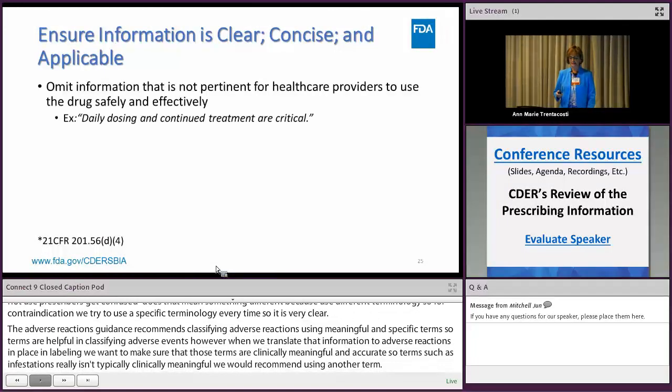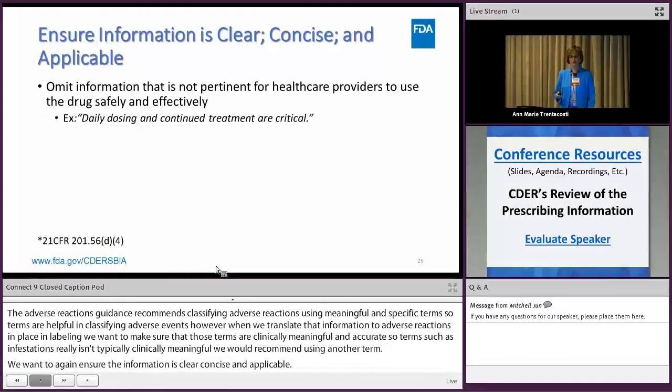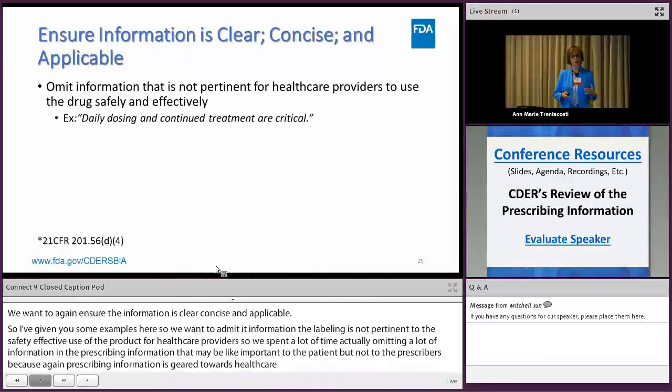We want to omit information in the labeling that's not pertinent to the safe and effective use of the product for healthcare providers. So we spend a lot of time actually omitting a lot of information in the prescribing information that may be, say, important to patients, but not to the prescribers, because, again, prescribing information is geared towards healthcare providers. This is an example. Daily dosing and continued treatment are critical. This statement's not necessary for using the drug safely and effectively. We remove a lot of statements that may be more pertinent to the practice of medicine, but again, not to the drug use.